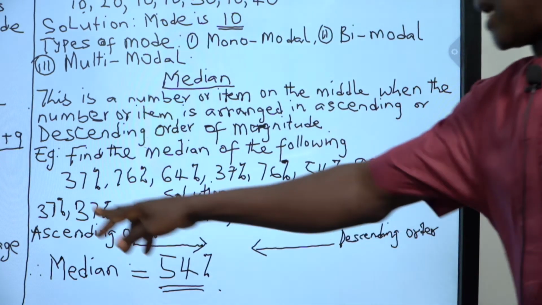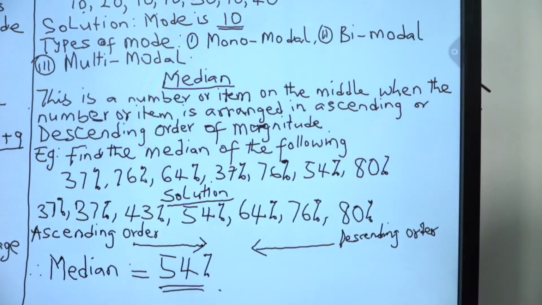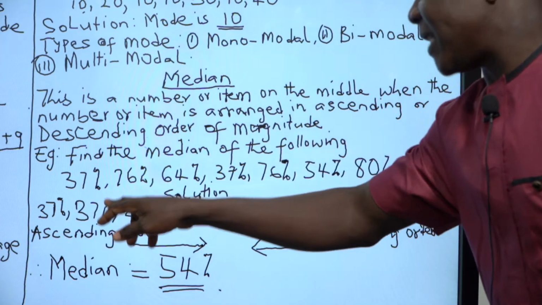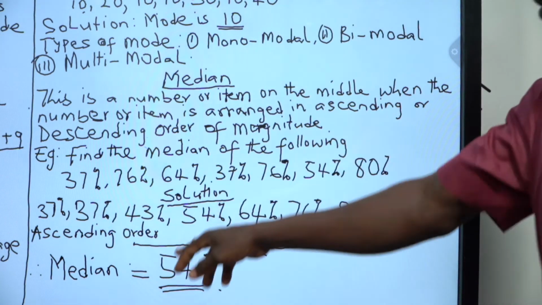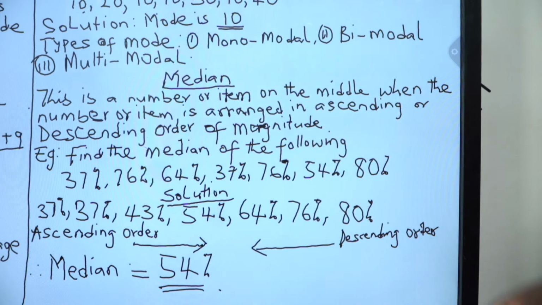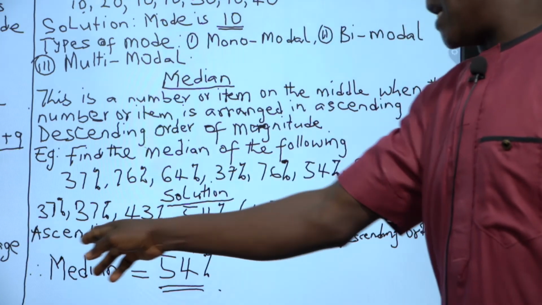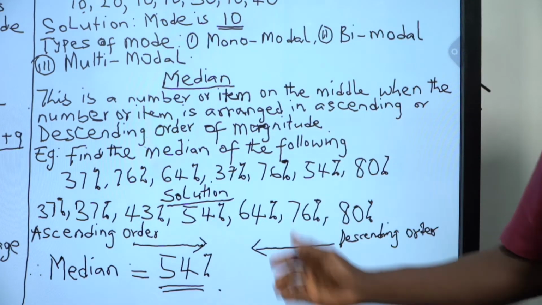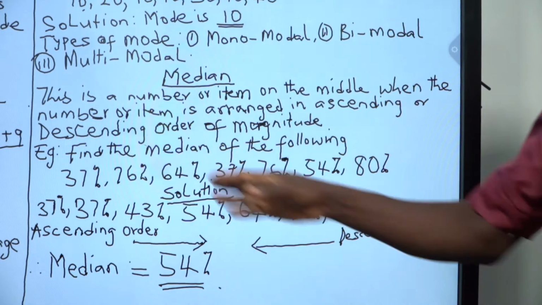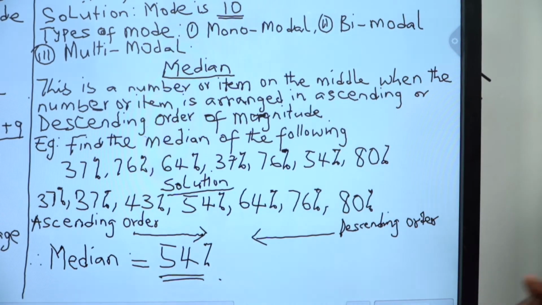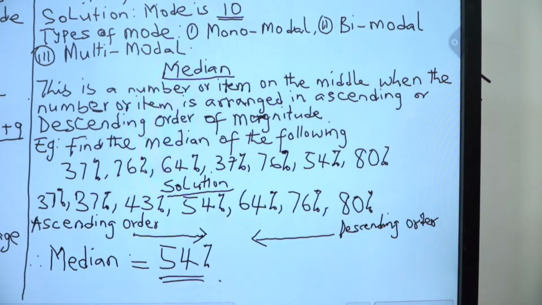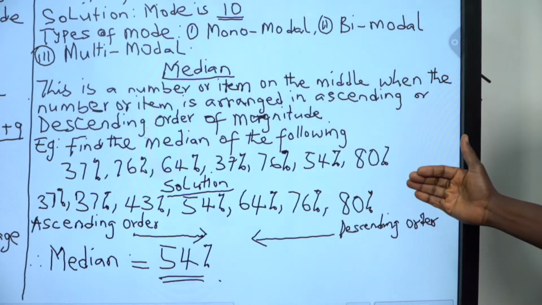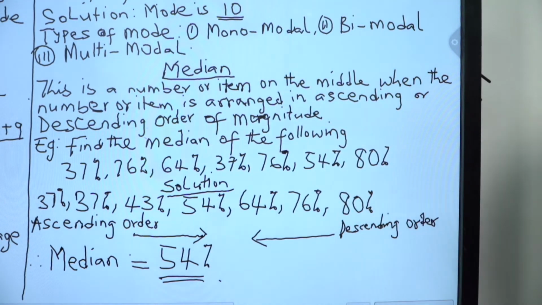I started with 37 because 37 appeared 2 times. That's why I have 37, 37. Another one is 43, 54, 64, 76, 80. If you look at my arrow here, you can see that here I call it ascending order. Here I call it descending order. With the arrow, if you are moving from 37 to 80, you are arranging it in ascending order. If you are moving from 80 to 37, you are arranging it in descending order.